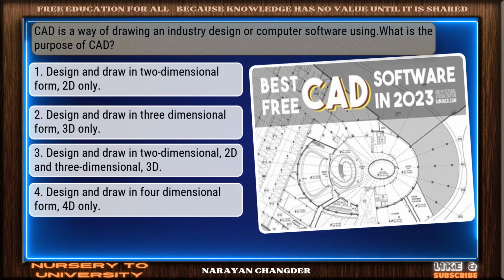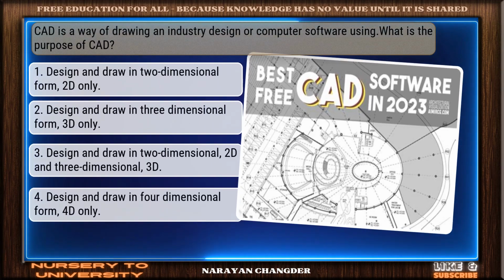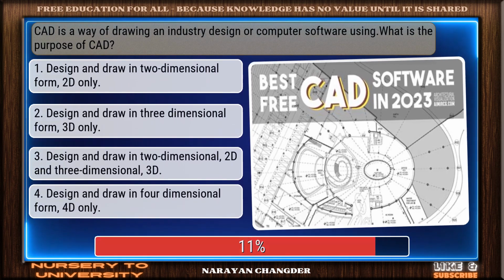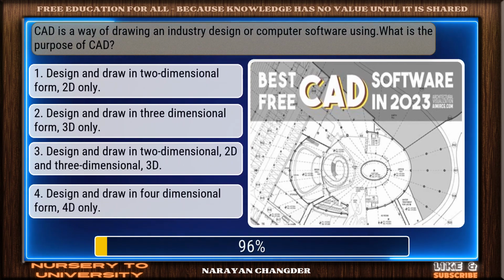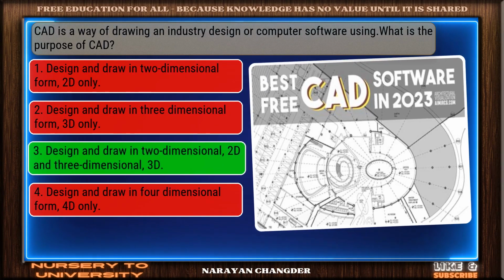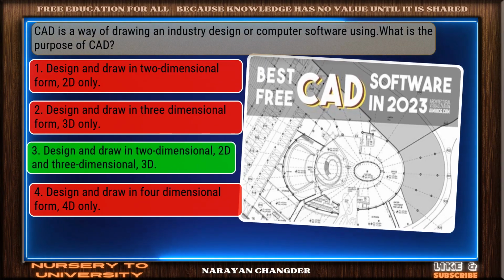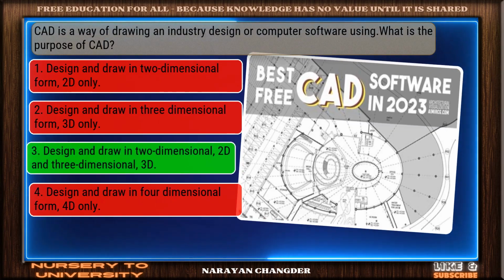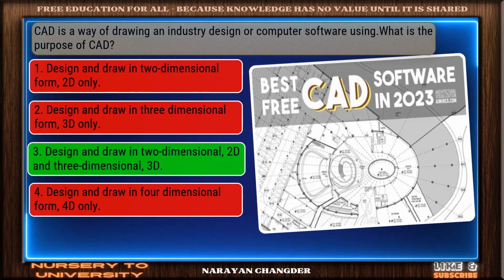CAD is a way of drawing an industry design using computer software. What is the purpose of CAD? Nice selection. Design and draw in two-dimensional, 2D, and three-dimensional, 3D, is the correct and valid answer.